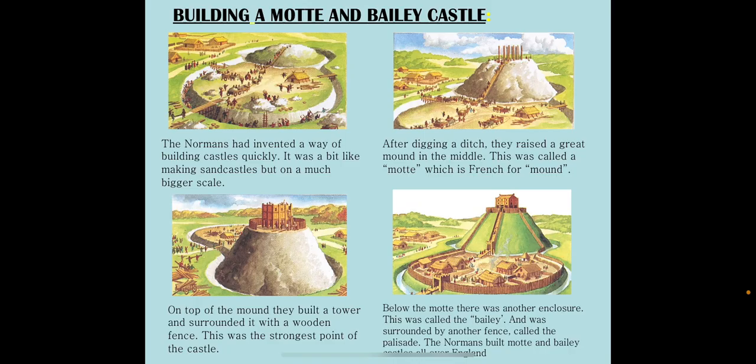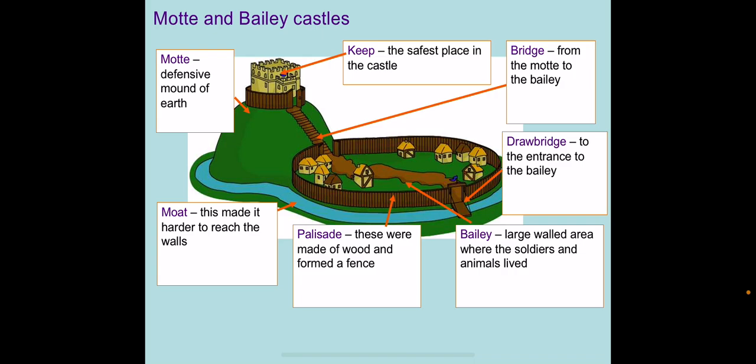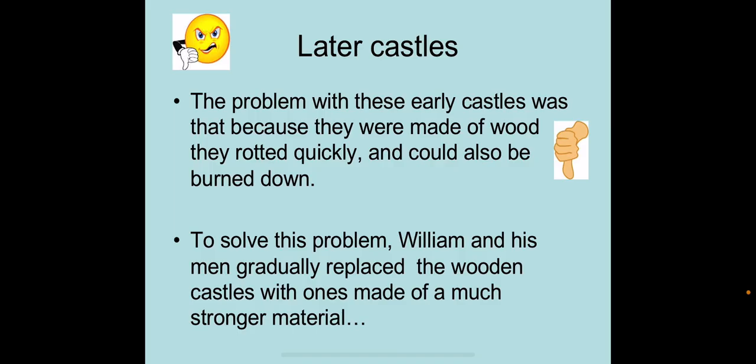So, building a Motte and Bailey castles. Normans had invented a way of building castles quickly. It was a bit like making sandcastles, but on a much bigger scale. And this shows you the way that they built Motte and Bailey castles. Some of the key features of Motte and Bailey castles were things like the motte, which is the hill that the keep was on, and the bailey itself, which was surrounded by this big palisade or a big fence made of wood. One of the key things with Motte and Bailey castles was that they were made out of wood, which made them quite difficult to make safe because it was very easy for that wood to be burnt down. It was also very likely that over time that wood would rot.